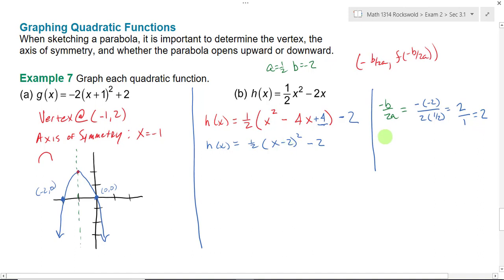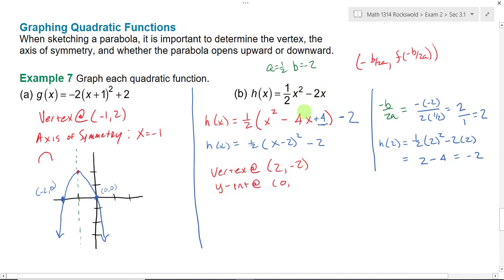So far, so good. How do I find the y value of the vertex? I just find h of 2. Once you get the x value, to get the y value, you plug that x value in place of x. So that's going to be 1/2 times 2 squared minus 2 times 2. 2 squared is 4, half of 4 is 2, and 2 minus 4 is -2. There's the y value of the vertex. I don't care which method you use, you need to be familiar with both. So we have a vertex at 2, -2. What is our y-intercept?